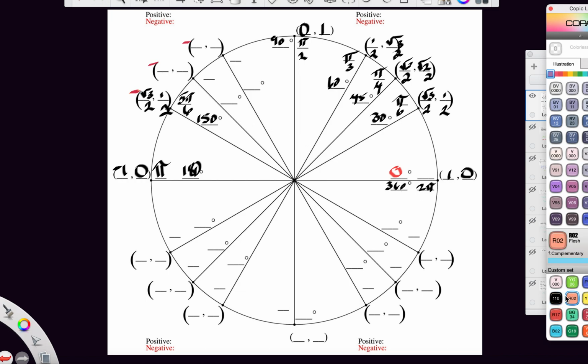So, do you see a pattern? This is 45 degrees shy of 180, or 45 degrees past 90. That's 135. And that would be 3 pi over 4, because 4 pi over 4 would be 1 pi, etc., etc. And we already know it's root 2, negative root 2 over 2, and root 2 over 2.